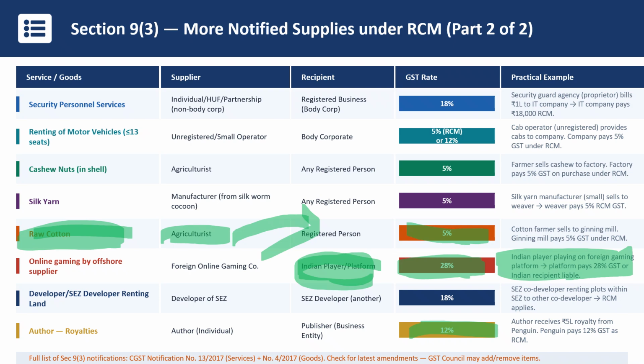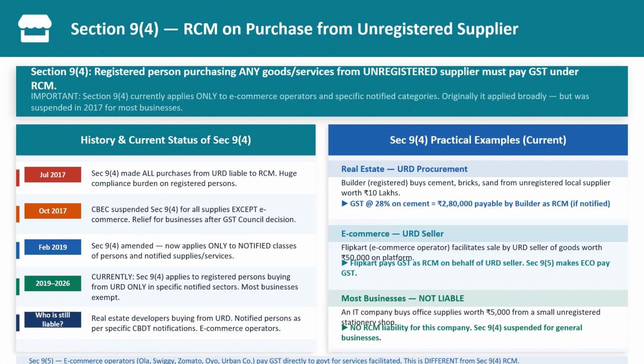So I hope you understand which services are covered under the RCM. You can take screenshots of these slides so that you can record this for your future reference. So the next thing is RCM on purchase from a registered supplier and an unregistered supplier.